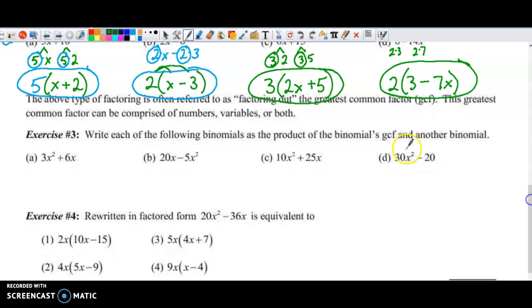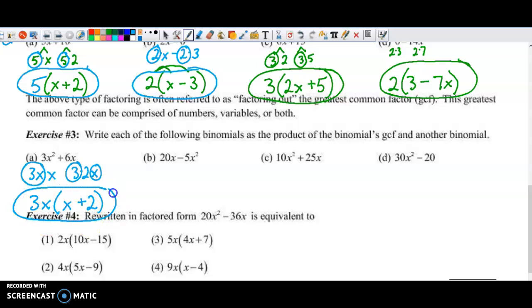Sometimes we also have letters that are common. But if you do the problem the same way I just said, 3 times x, and then 3 times 2 times x, you can do the problem the same way. The 3 and the x are what's in common, so we can write that in front, and then my leftovers would be x and 2. And you can check your work, because if you distribute 3x into the problem, you'll get back to the original problem.